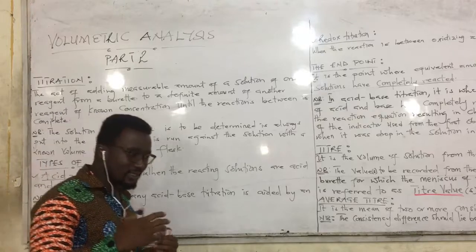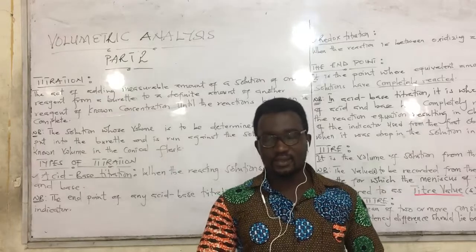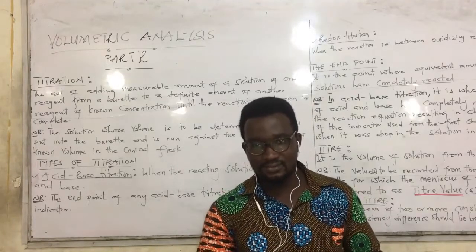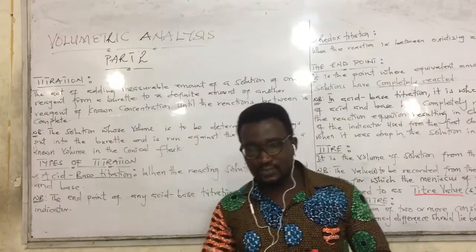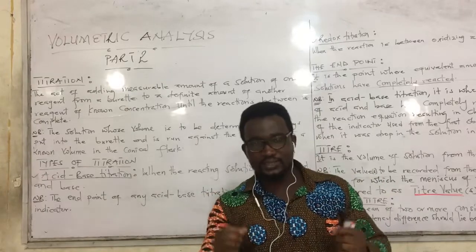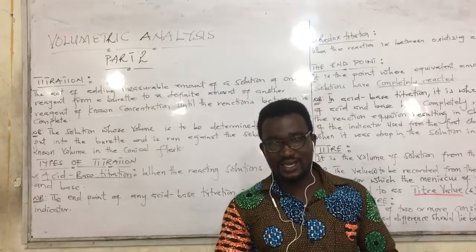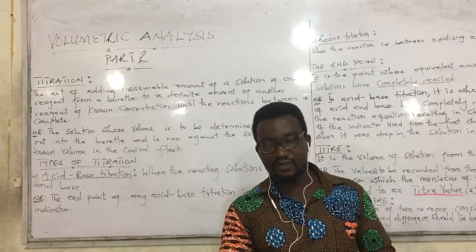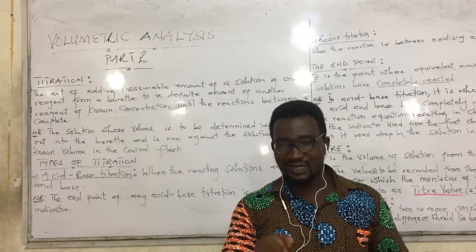So let me remind you a little bit of what we studied in part 1. In part 1, we spoke about analysis, the concept. Then we also spoke about the experimental procedure that will help us do analysis under that concept. We realized that we have two: gravimetric and volumetric. So it is volumetric analysis we have picked.